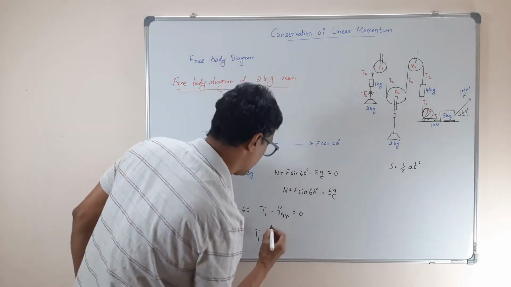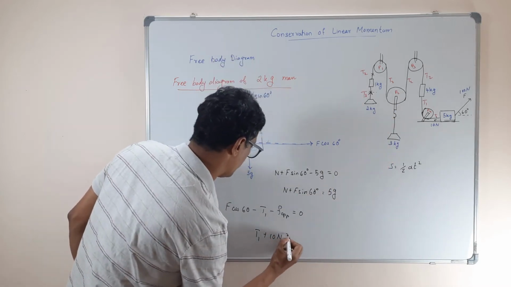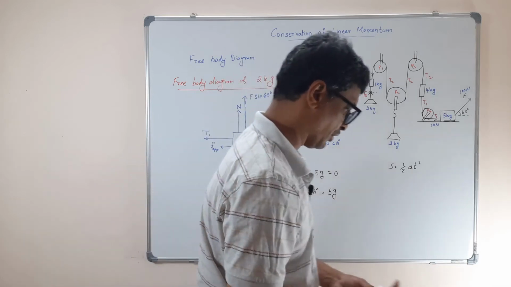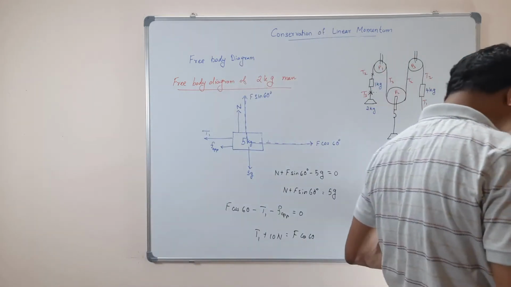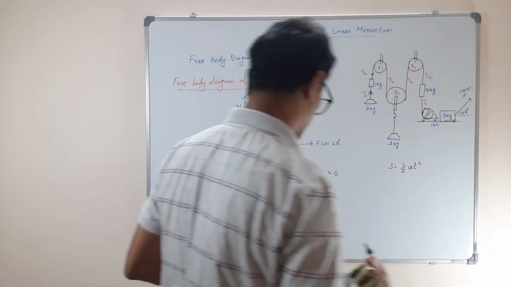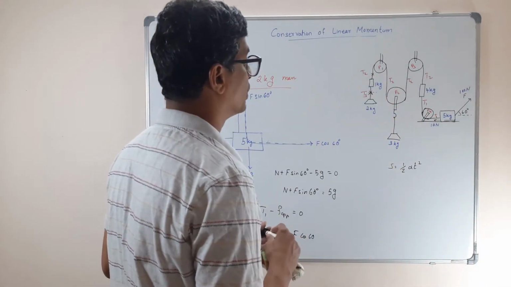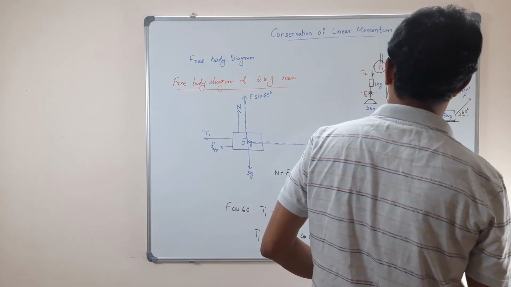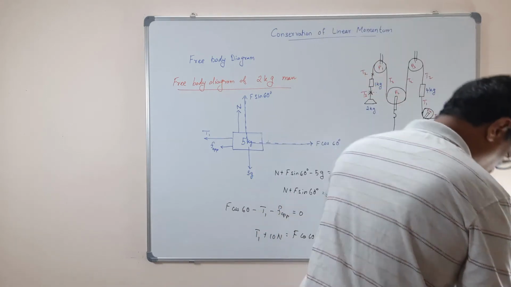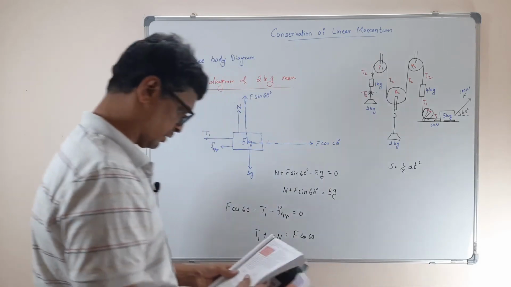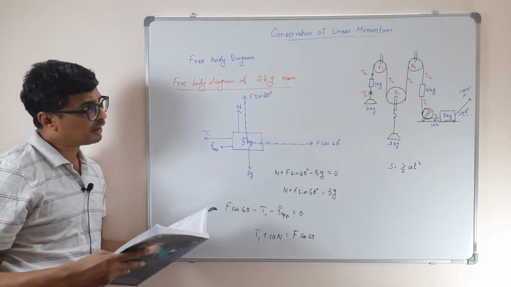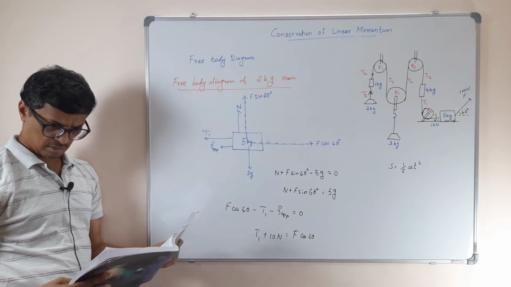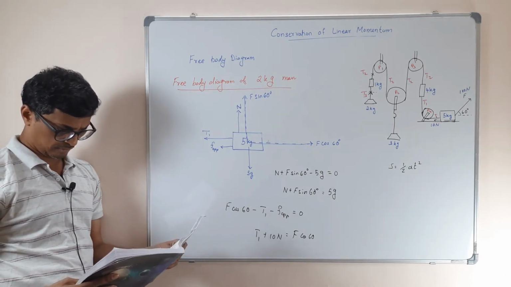That's what you are given, right? 10 newtons will be equal to F cos 60. That's what they gave in your book. And then I don't know why they wrote it as equal to T cos 60. I don't know what the T they are talking about. Are they calling it the total tension? What is the T they are saying? They have not mentioned anything.